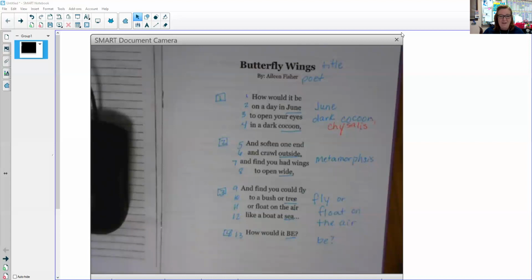Very fun poem. Very timely because it goes with our science lessons that you've had, and I really hope that you got to see the chrysalis turn into butterflies.